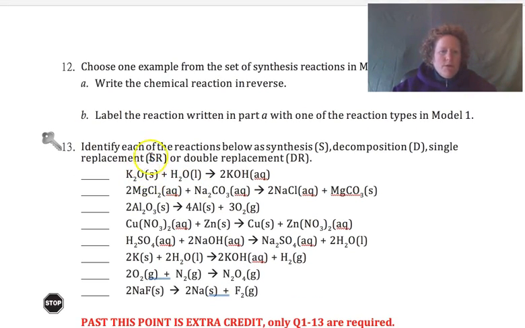So for 13, which is the last question you need to do, the rest of the lab is extra credit. Each of these equations needs to be identified with one of the types of reactions we talked about: decomposition, single replacement, double replacement, or synthesis. So that's your mission for Part 2, Unit 5 lab.